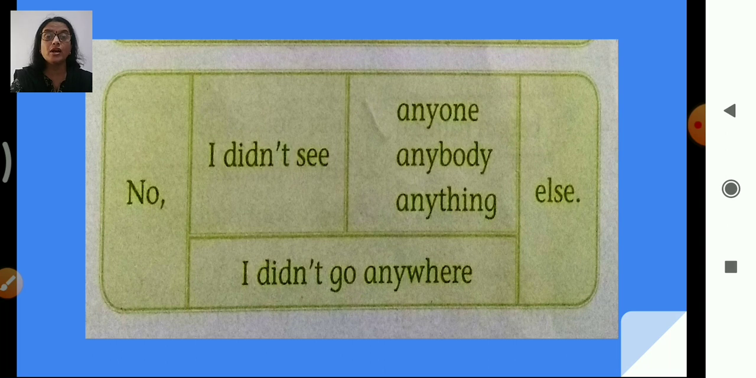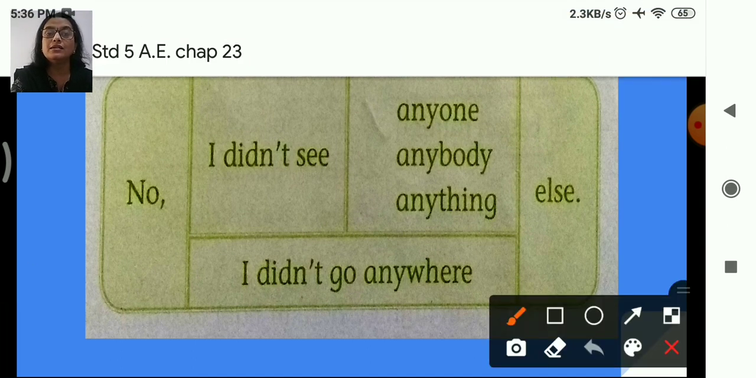So in the exercise, you are supposed to first give the answer in no. When you are starting with the no answer, you will use these words which you can see in front of you in this table. So you know how to frame. So if it is no, then no, I didn't see anyone else. No, I didn't see anybody else. No, I didn't see anything else. And no, I didn't go anywhere else. So this way you are going to frame the sentences, right?